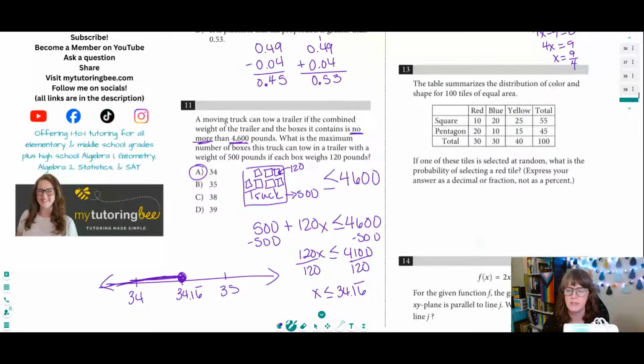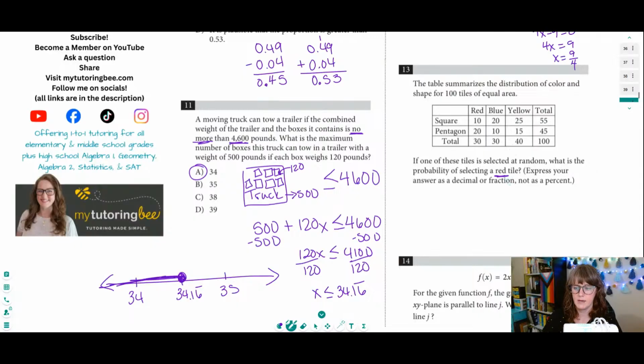All right, number 13. The table summarizes the distribution of color and shape for 100 tiles of equal area. If one of these tiles is selected at random, what is the probability of selecting a red tile? Okay, so we can see that we've got red, blue, and yellow tiles, and then we've got the total over here on the last column, and then the tiles are square or pentagon shaped, and then the total of each of the colors below. So for probability, we always want to know what is the number of successes that are possible out of just the total number of items, including those successes.